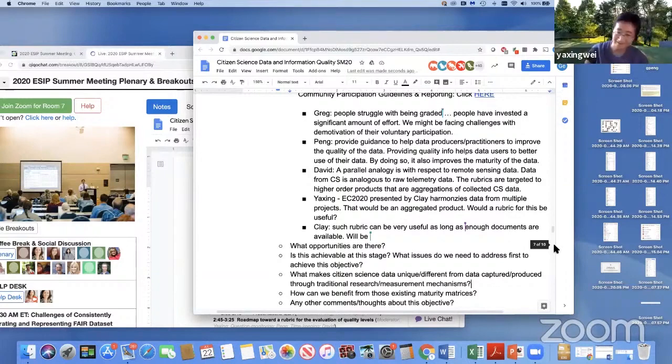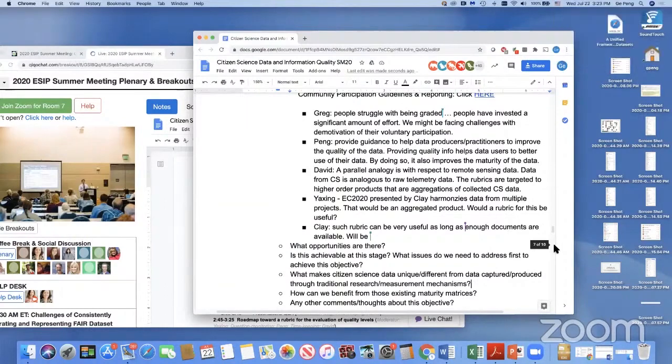Great, I like that. Thanks for sharing your thoughts. Yeah, I also think that's a great point. I think the discussion will probably continue in terms of what kind of rubric will be relevant to citizen science data.